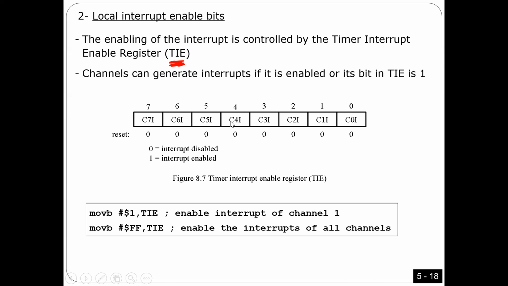For example, this is channel 0. If you want to enable interrupts of channel 0, just put 1 here. If you want to disable channel 0, just put 0 here. Is that okay? Very easy. Number 2, what else? Think about it.